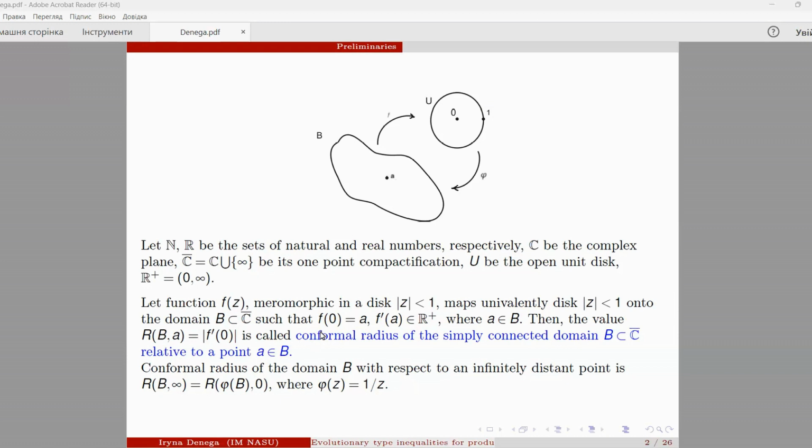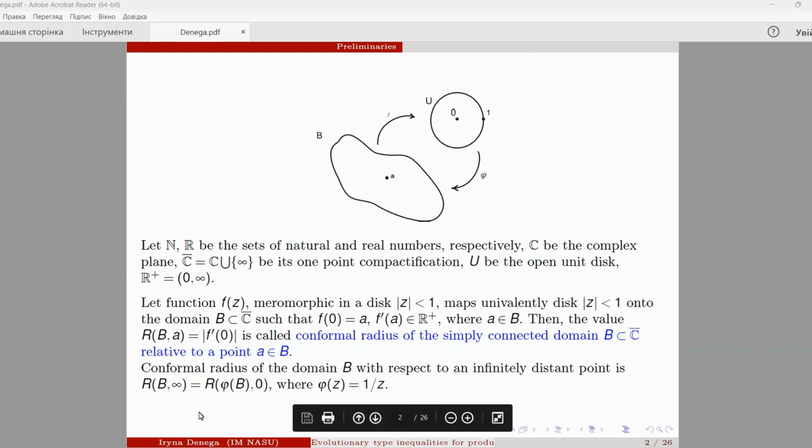such that f of 0 equals a, f prime of 0 from R plus, where a is from B. Then the value R of B, a, equal to the modulus of f prime of 0, is called the conformal radius of the simply connected domain B with respect to a point a from B.